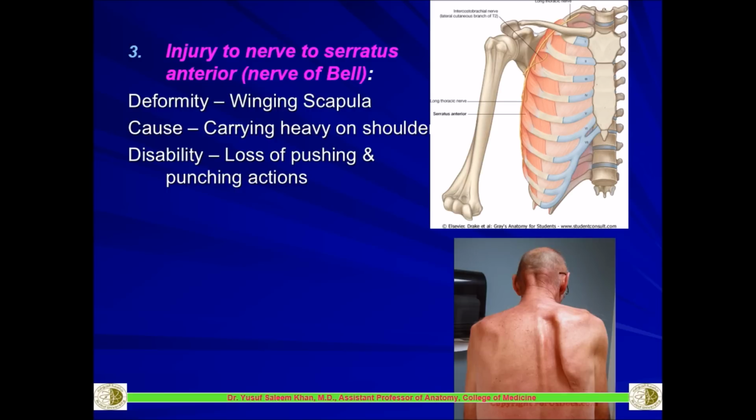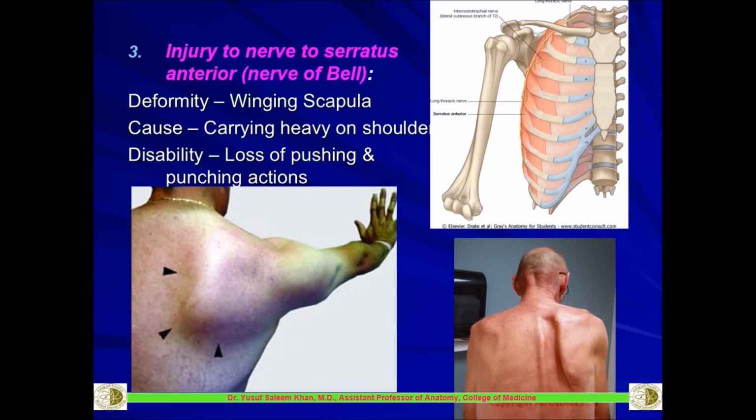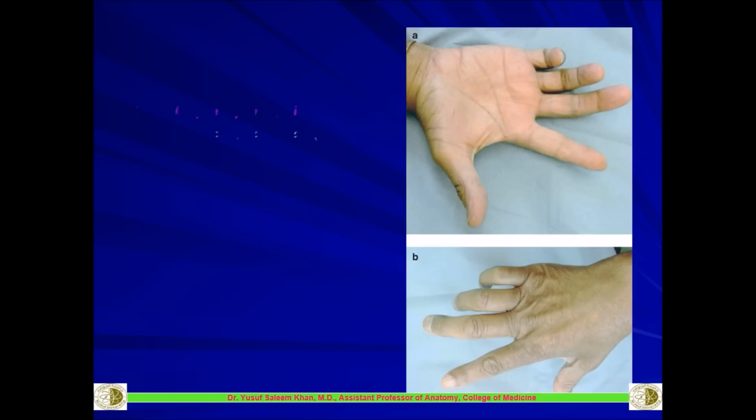The disability is you cannot push and punch. Especially if you want to examine this patient, ask the person to push the wall. When he tries to push the wall, at that time this medial border is very prominently seen and it starts moving. This is called winging of the scapula. So that's why this is called the deformity of winging of the scapula, and this is because of the injury to the nerve to serratus anterior or the nerve of Bell.